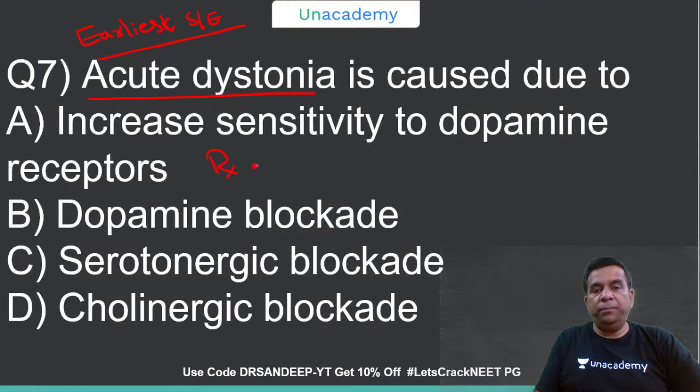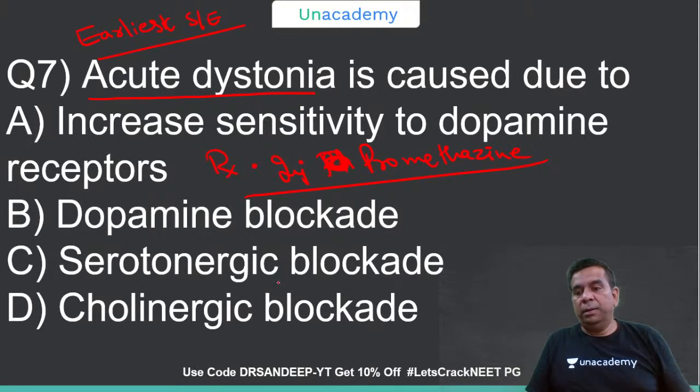Acute dystonia is caused by the dopamine blockade. We know dystonia happens, it is the earliest side effect. Though the most common side effect is akathisia, dystonia is the earliest side effect because of the dopamine blockade. Treatment is the injection Phenergan, what do you call? Promethazine. Promethazine releases the acute blockade of dopamine.